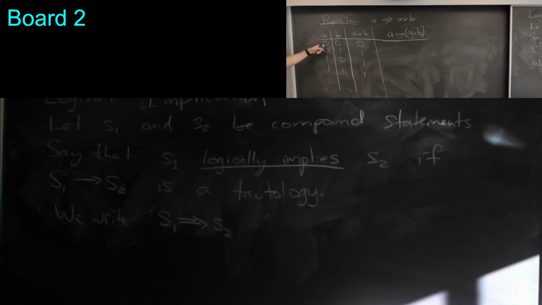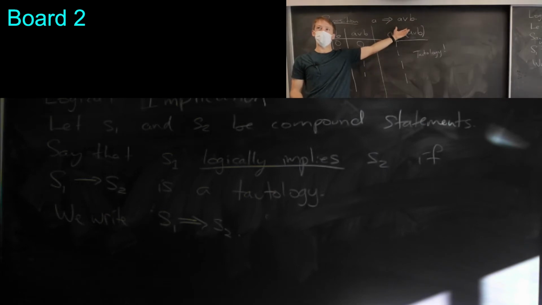So the first row, I get true because A is false. I again get true because A is false. That's easy. Here we have A is true. A or B is true, so that's true. And here we have A is true, A or B is true, so that's true. So it's a tautology. And therefore, A logically implies A or B.